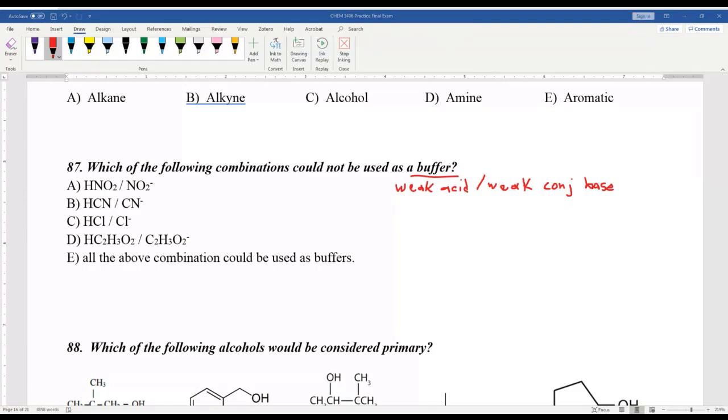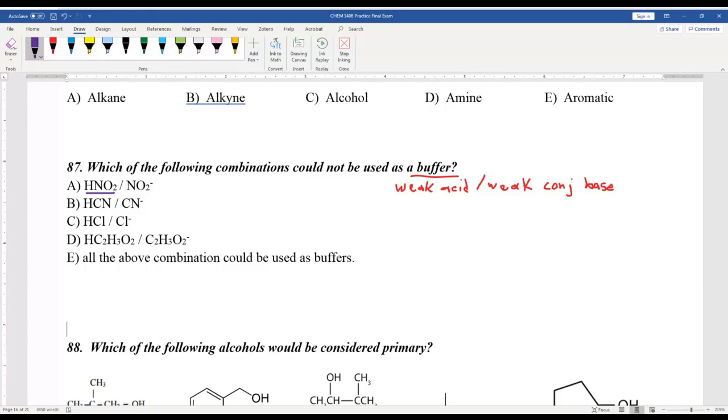Look at A. What is this, a weak acid or a strong acid? This is where we have to remember our weak acids and strong acids. HNO3 is a strong acid. HNO2 is a weak acid. The number of oxygens does matter. So this is a weak acid. NO2 minus would be the weak base, so that's a buffer. That's a good buffer.